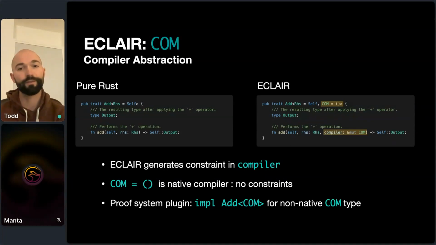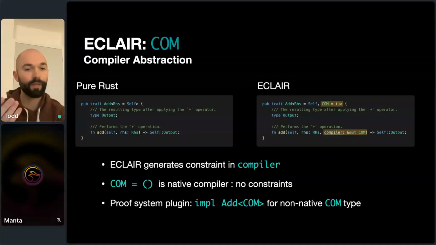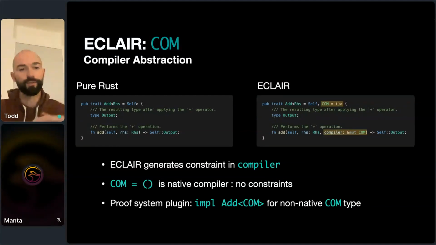However, when you do specify a com type, such as for the Arkworks Groth16 plugin or Plonky2 plugin, then what happened inside of that plugin is somebody implemented the add com trait for a type within that proving system, right? Perhaps the finite field variable type in that proving system. And now what's going to happen is that when we interpret the same ECLAIR code using that compiler type from that proof system plugin, it's going to generate constraints whenever the add function appears, right?